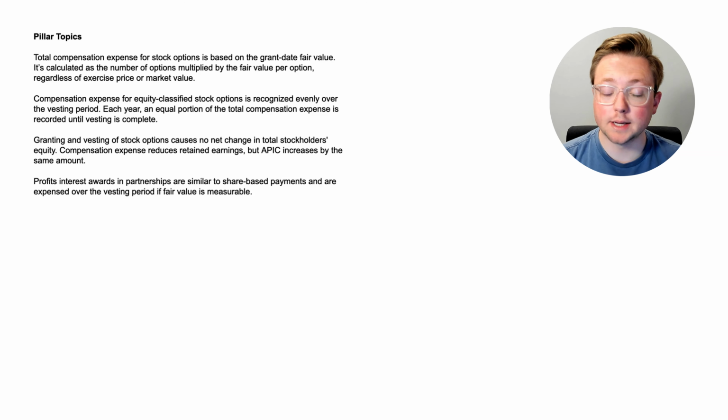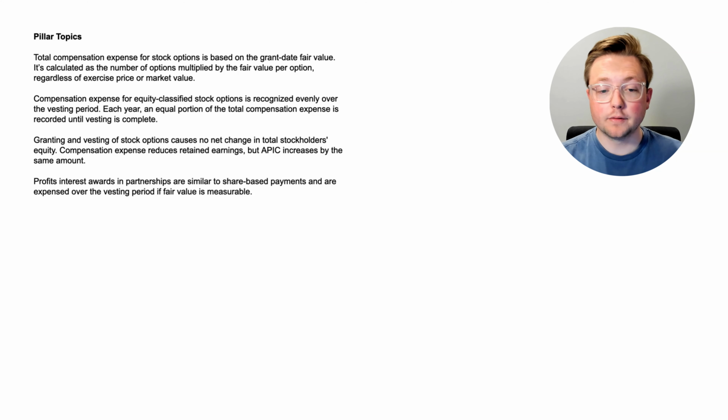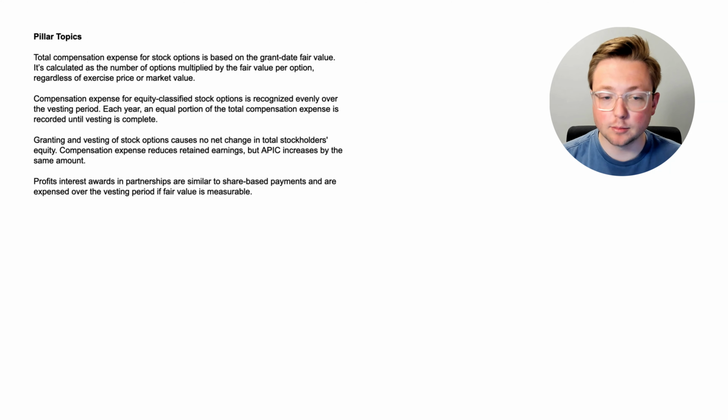Now let's go to the final pillar topic. Profit interest awards in partnerships are similar to share-based payments and are expensed over the vesting period if fair value is measurable. So similar to what we talked about in the whole rest of the video, profit interest awards can be treated very similarly as far as compensation expense each year and so on. So again, those are the basic ideas that we pulled out. You could have pulled out slightly different pillar topics, or you might have written it differently, but that's the idea behind pillar topics. You're pulling out the key things that you learned from the questions.